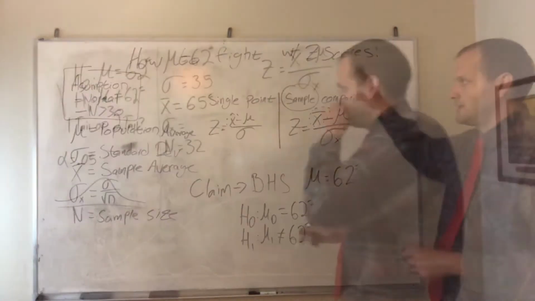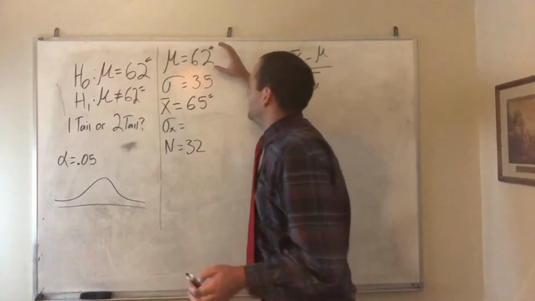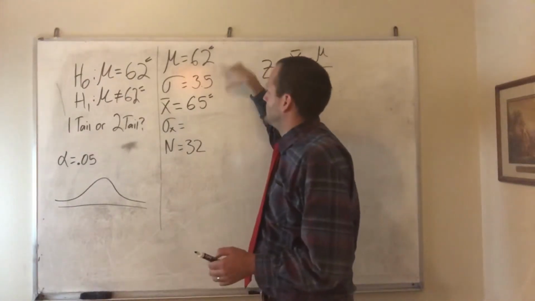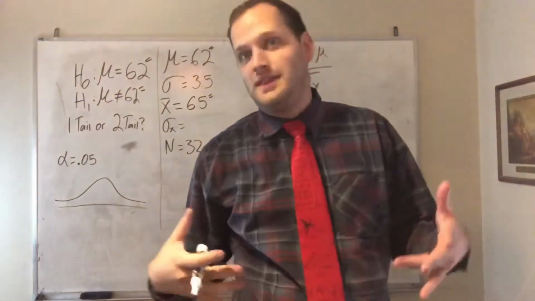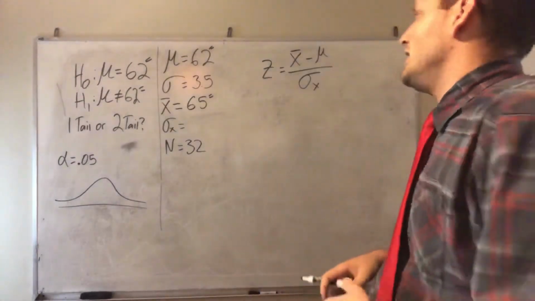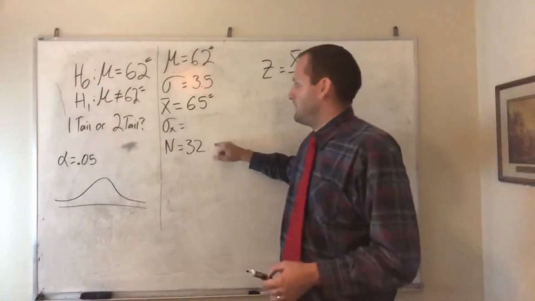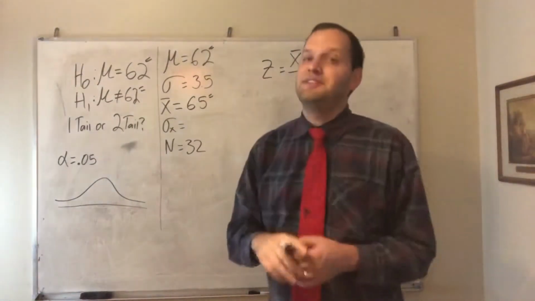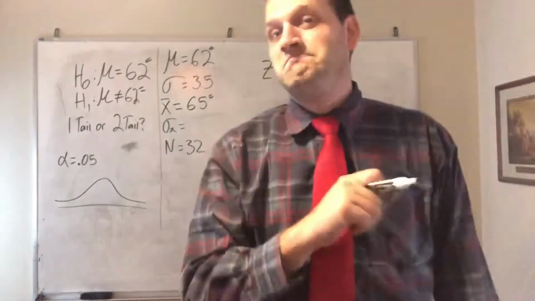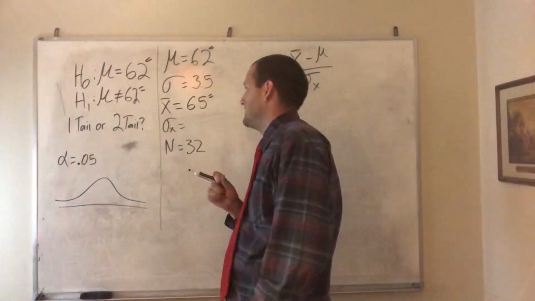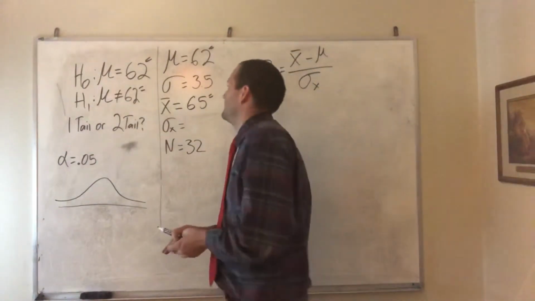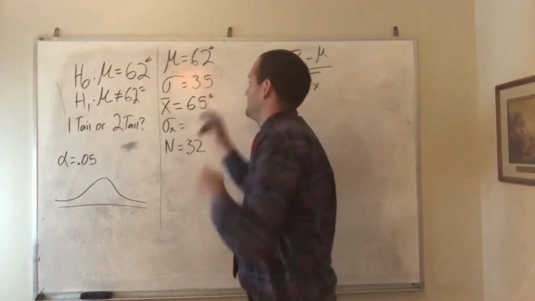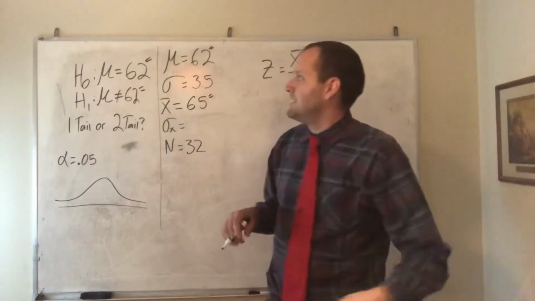Okay, pause it. Here we're going to compare the sample average to the population average. So the school's saying that the average is 62 inches tall. You go through and you get a sample of 32 people, and the average is 65 inches tall. Well, who's true? What's the truth here? Okay, the population standard deviation is 3.5.